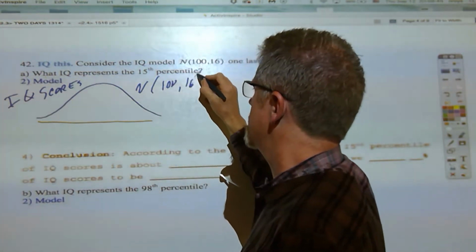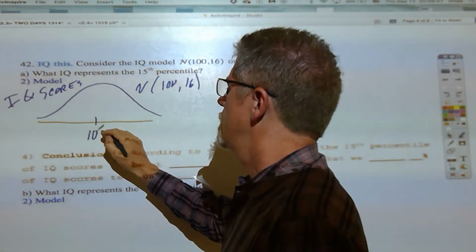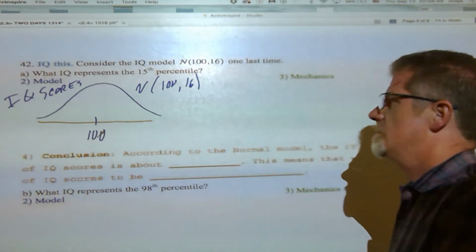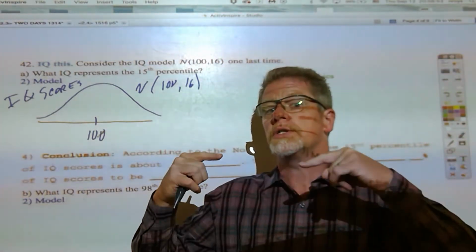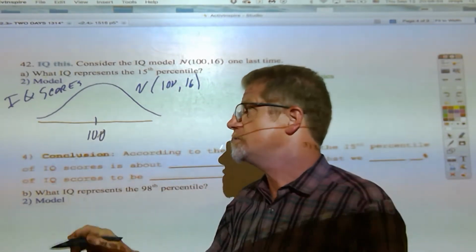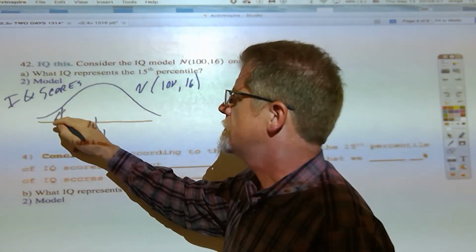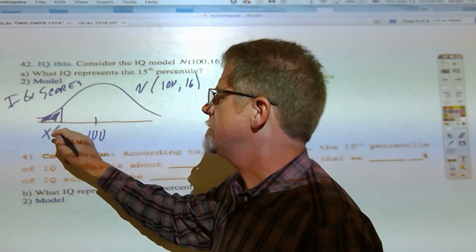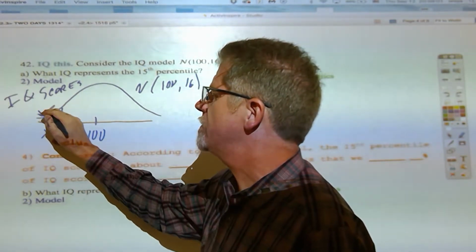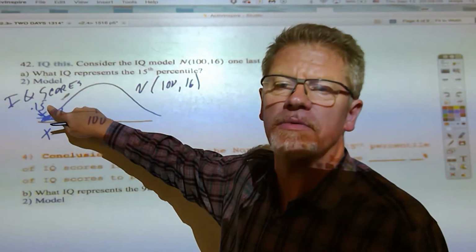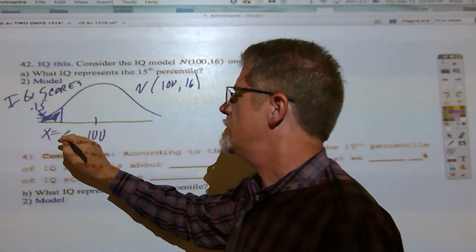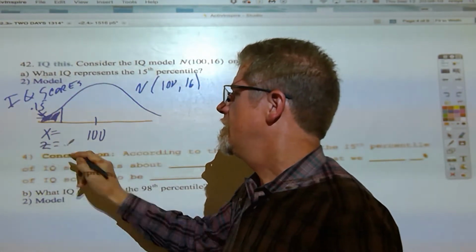100, 16. Four numbers are 100 in the middle. The 15th percentile is the score below which 15% of the scores lie. So we don't know what the 15th percentile is, but we know the area of the shaded region is 0.15. That's a 0.15 right there. So we don't know X, we don't know Z.